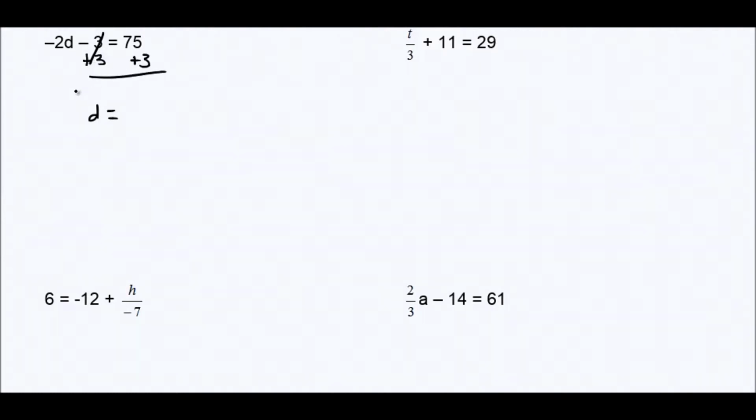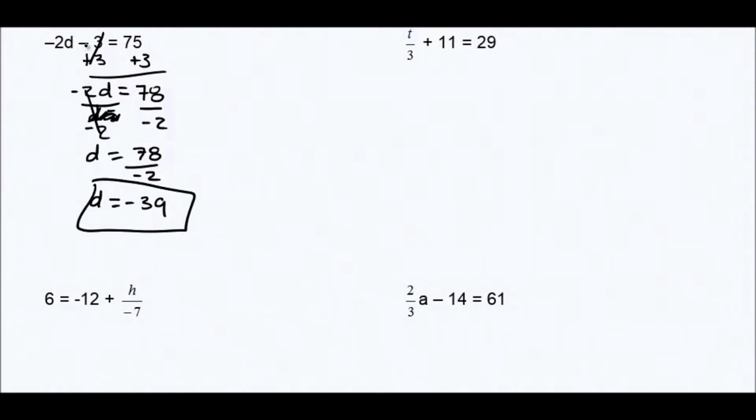That zeroes that out, so we're left with -2d is equal to 75 plus 3. 75 plus 3, 78. Then, let me make some more room here. So then we're going to divide both sides by -2. So now we have d is equal to 78 divided by -2. The answer is d equals -39.